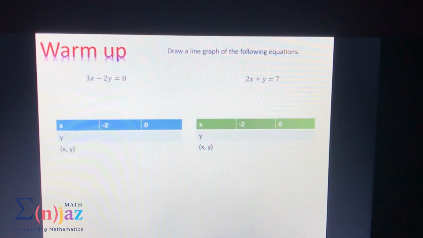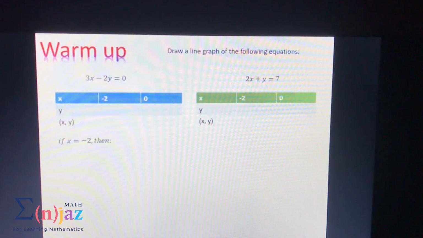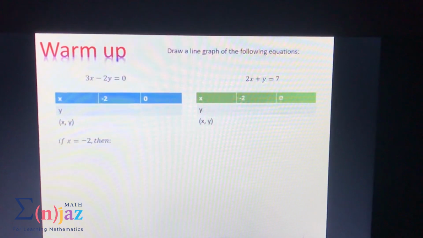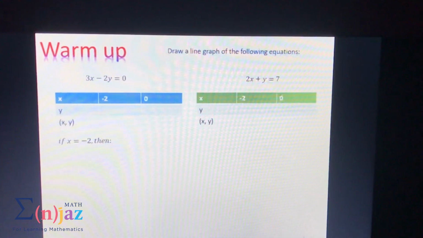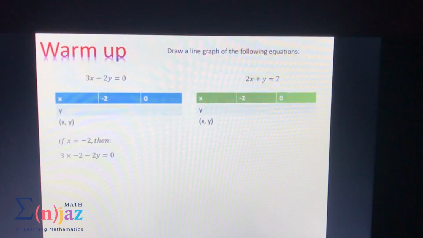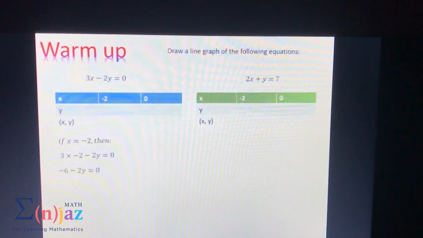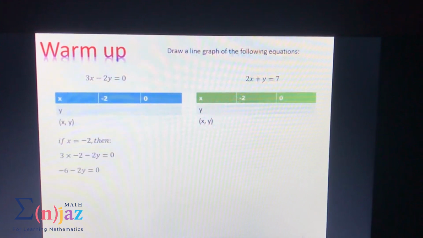So let's substitute now to find the values of y. If x is equal to -2 in the first equation, which is 3x minus 2y, then when we substitute -2, it's 3x, which means 3 times -2 minus 2y is equal to 0. Let's simplify and let's take into consideration the order of operations. So we start with the multiplication. So 3 times -2 comes down to -6 minus 2y is equal to 0.